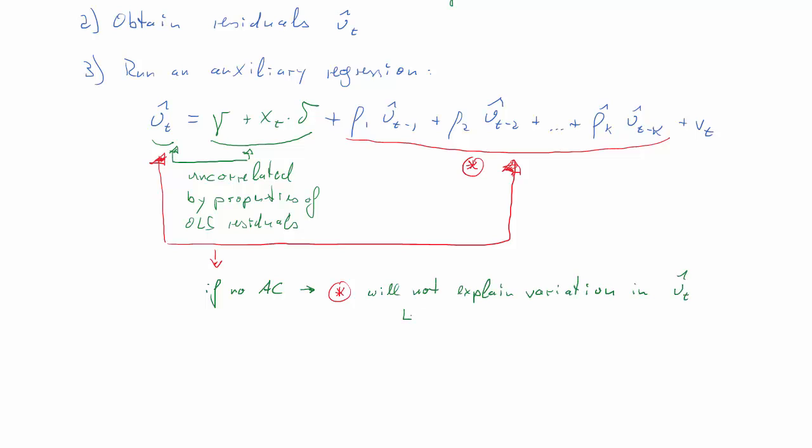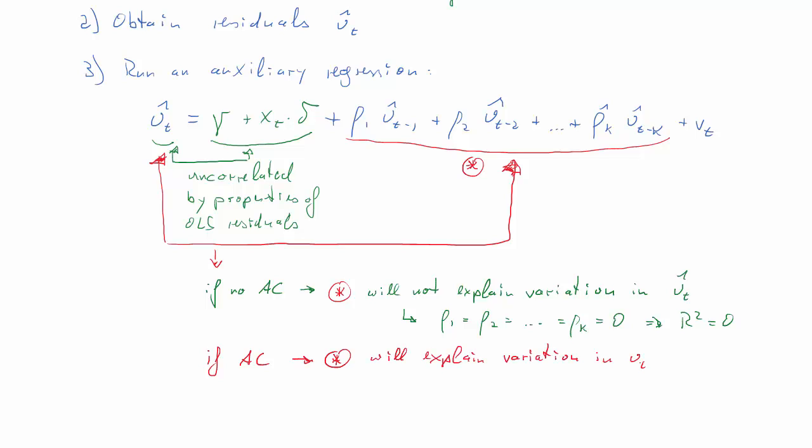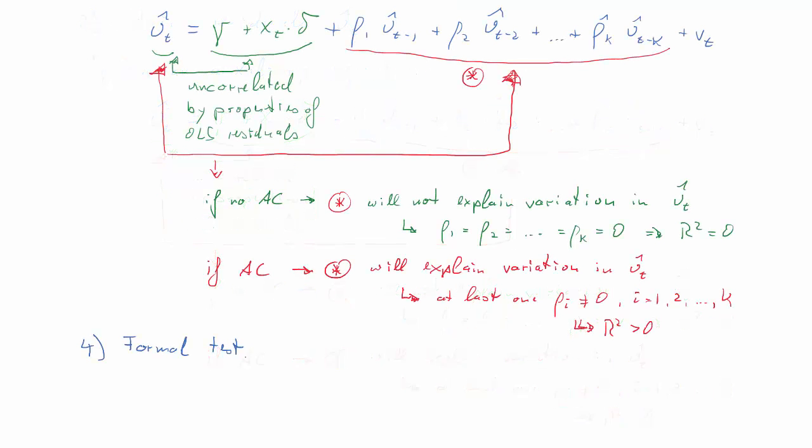And what that implies is that all these coefficients, rho 1, rho 2, all the way to rho k, will be equal to 0, and the R squared from this auxiliary regression will be equal to 0 as well. If, however, there is autocorrelation, then we will find that these lagged values of ut hat will explain variation in ut hat, and that will deliver an R squared from this auxiliary regression that is larger than 0. It also means that at least one of these rho coefficients will have to be unequal to 0, and therefore an R squared larger than 0.